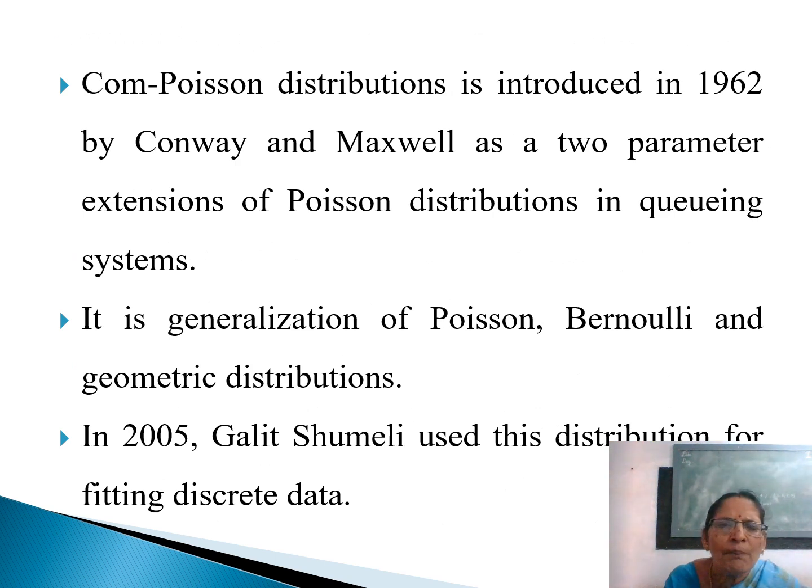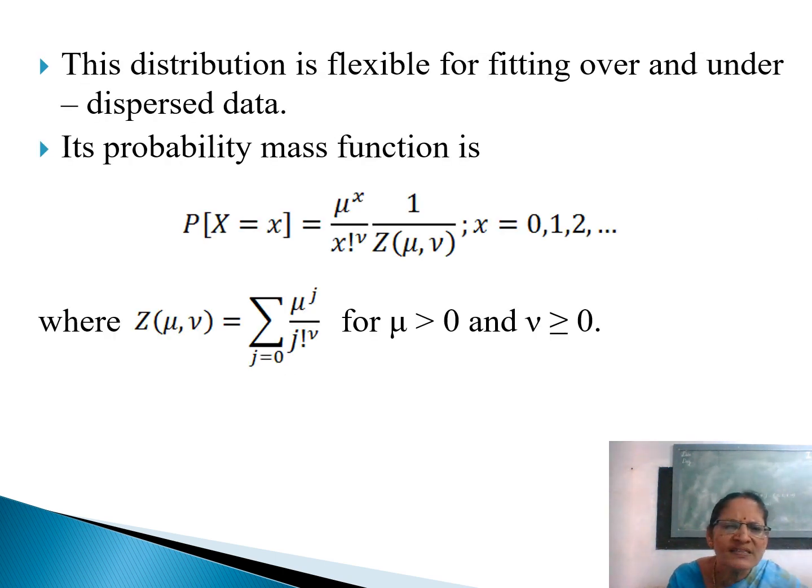The Conway-Maxwell-Poisson distribution was introduced in the year 1962 by Conway and Maxwell as a two-parameter extension of the Poisson distribution in queuing systems. It is a generalization of Poisson, Bernoulli and geometric distributions. In the year 2005, Shmueli used this distribution for fitting discrete data. This distribution is flexible for fitting over- and under-dispersed data.